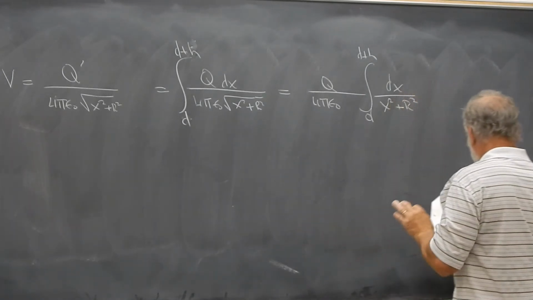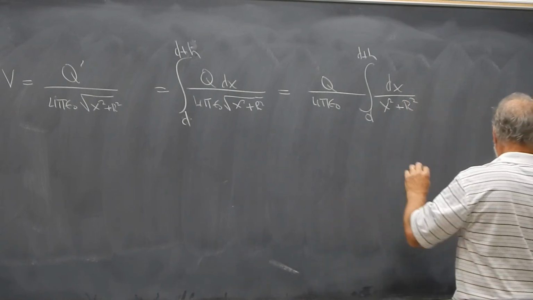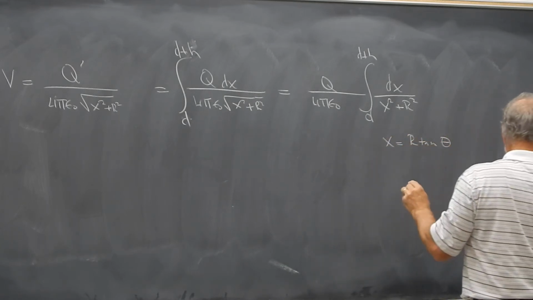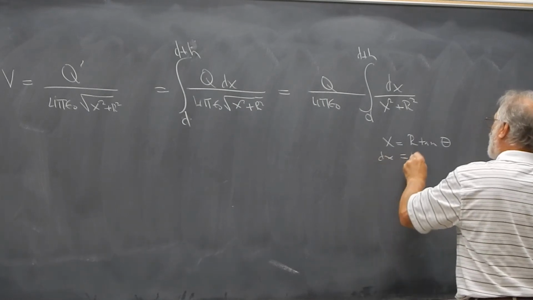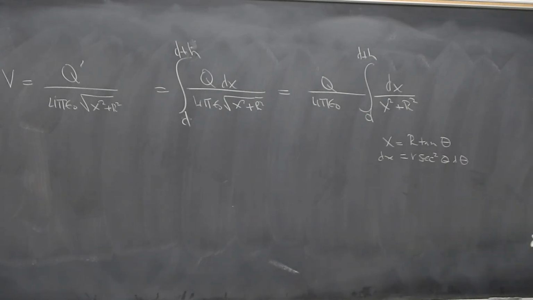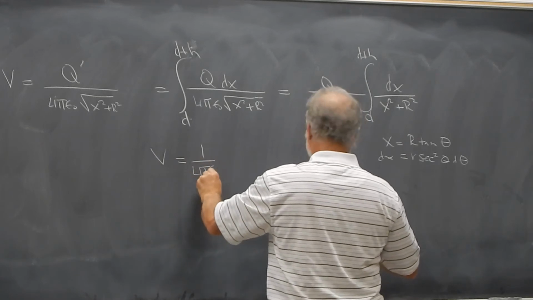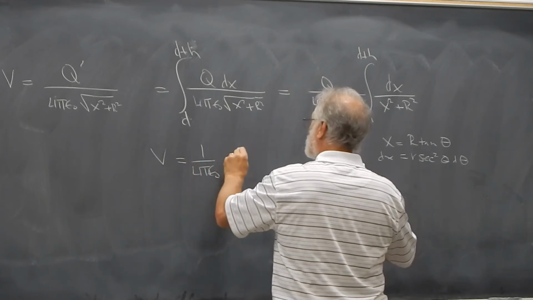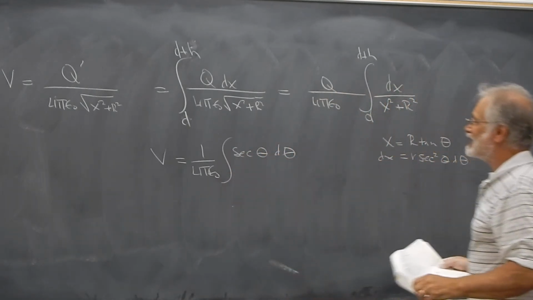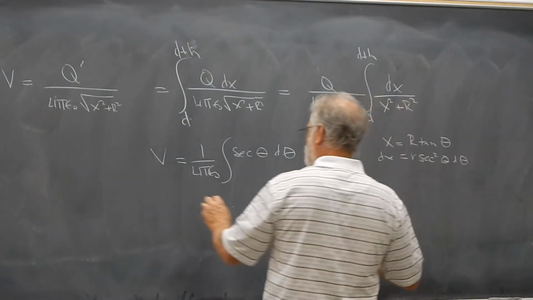Once again, I make the substitution for tan. I let x equal r tan theta. dx is r secant squared theta d theta. When I do that, I end up with V equal to Q over 4 pi epsilon naught h times the integral of secant theta d theta. I have to do my secant plus tangent trick again. When I do that, I'll let you fill in the steps for practice.